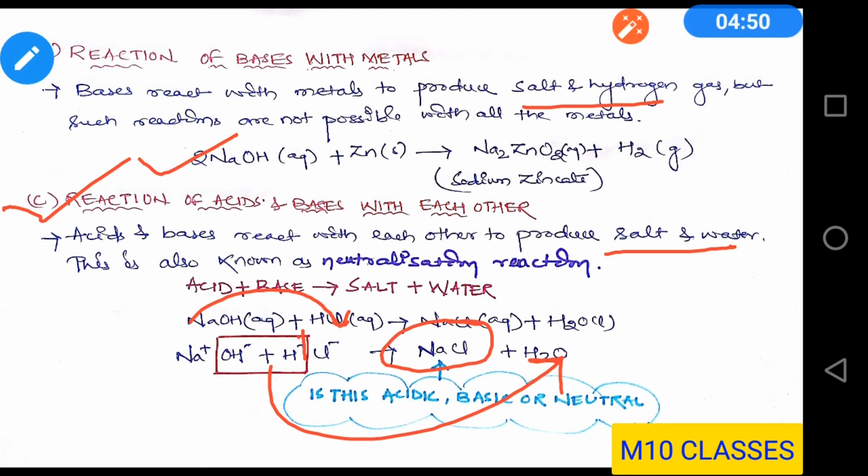Now what will be the nature of the salt, whether it is acidic, basic or neutral? In further classes of this chapter we are going to read about salts and the different types of salts. In that class we will discuss more about the different kinds of salts, that is acidic, basic, and neutral salts. Here this sodium chloride is a neutral salt.